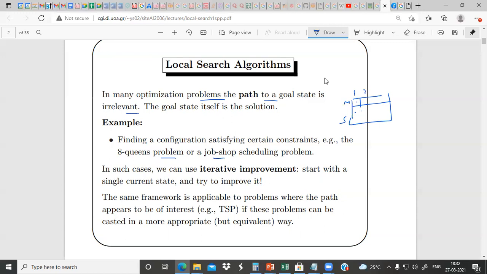So in such cases, we can use iterative improvement. Start with a single current state and try to improve. So we start with the initial state, that is the current state, and then we improve. After improving, we reach a new state that becomes the current state. Now we need not remember the past. So continue like that, right? But the traveling salesman problem is not an example of this category. In the case of the traveling salesman problem, we need the path also.